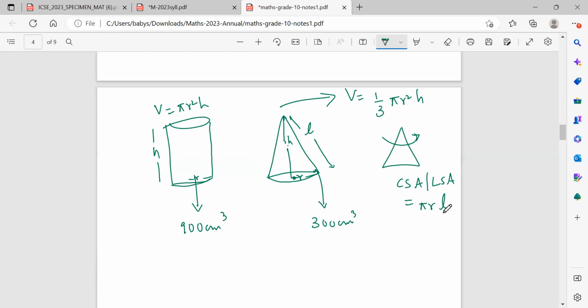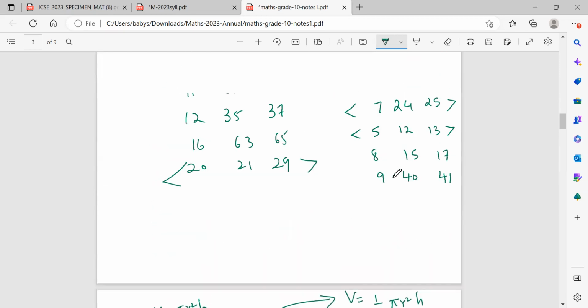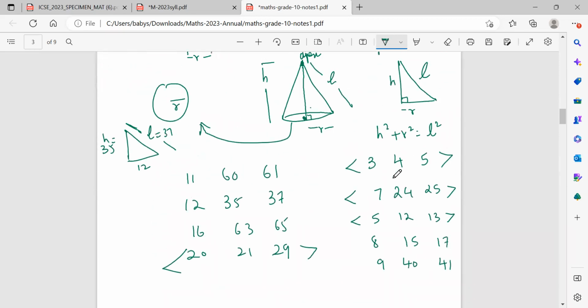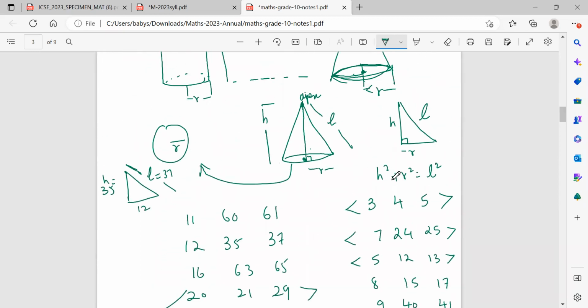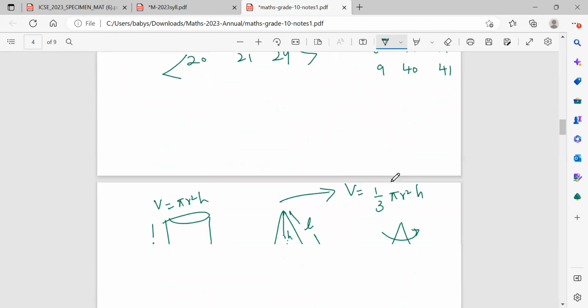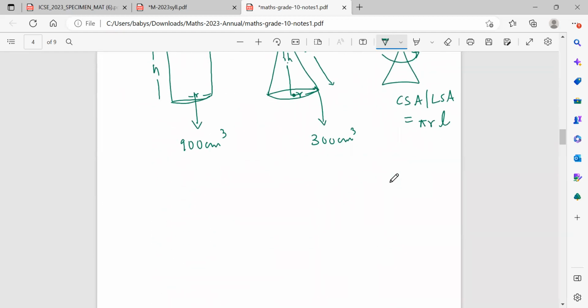So you need to remember, suppose h and r are given, then for CSA you need L. So use the Pythagorean relationship. h square plus r square is L square. So if you know your triplets, you can easily get the right answer. And suppose they happen to be in the ratio of the triplets, it's very easily found out, right? Otherwise, you'll have to use your square root tables and find out. So, okay, CSA is pi r L.